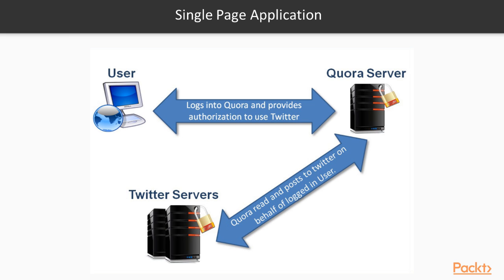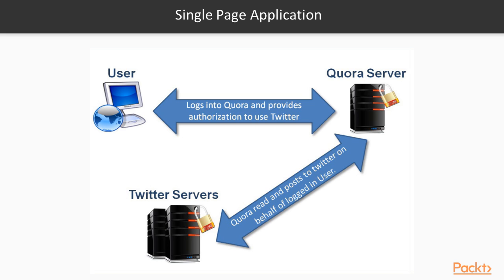Another thing is we can authorize Quora to post on our behalf on Twitter. This is possible, and this is where OAuth is important. So if you look at this diagram, there is a Quora server, and there is a user, and there is a Twitter server. So we log into Quora and provide the authorization to the user resources on Twitter.